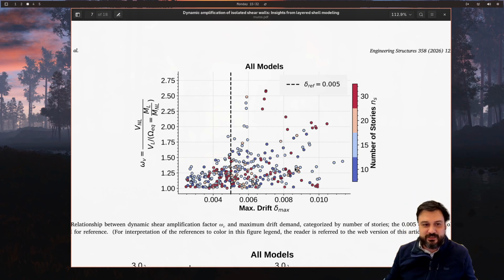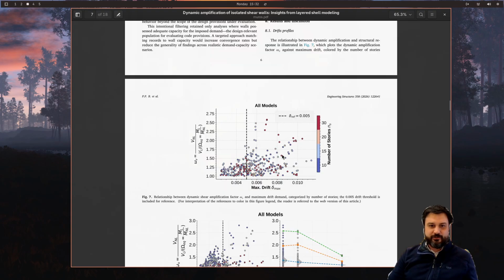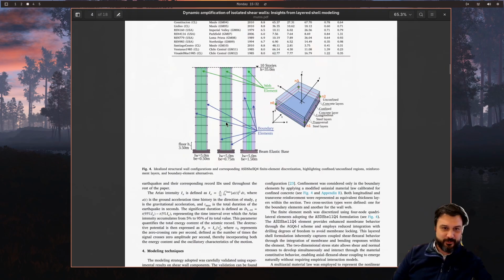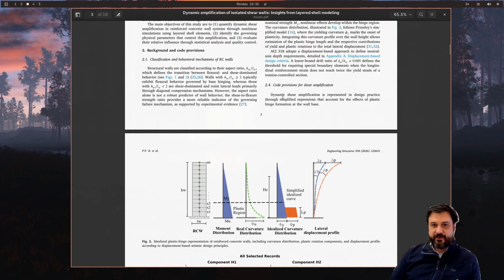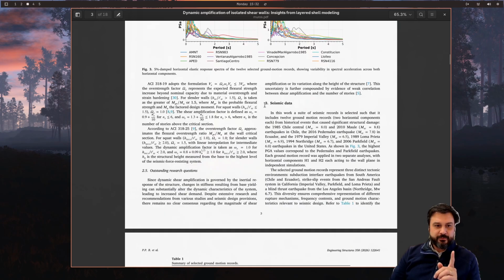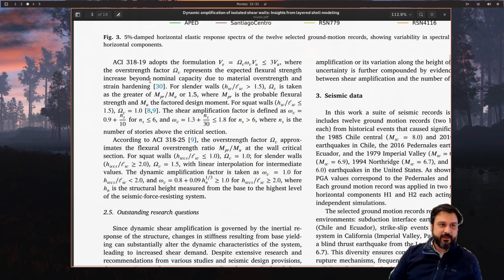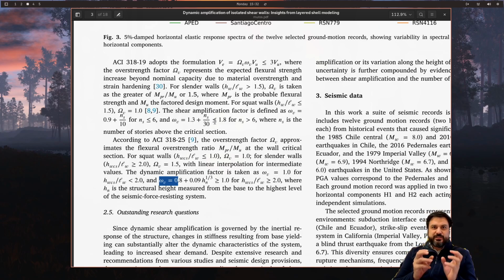The code tells you that the dynamic amplification of shear is controlled by the number of stories. So we have a little section here at the beginning. I'm going back and forth in this paper. I'm sorry if this is getting you dizzy. But here in the code provisions for shear amplification, we have the ACI 318-19 and 25, the definitions for this amplification. So these are all based on geometric considerations. So what's the story height of the building and all of this stuff.